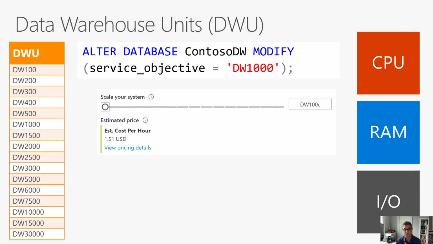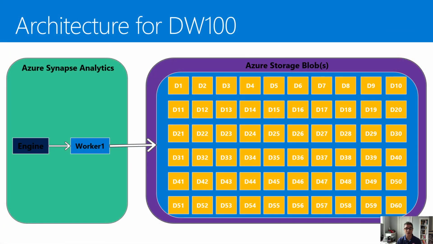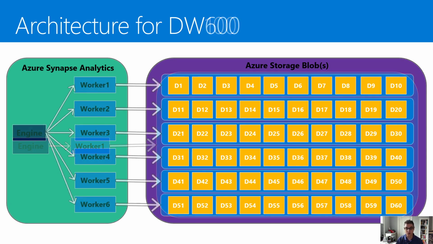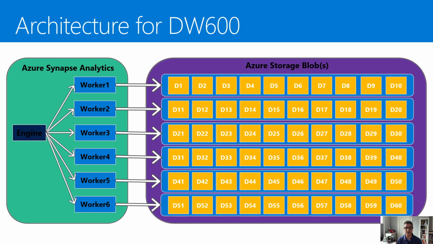And so how this works is, if I start out with the lowest architecture, DW100, you're essentially getting one VM, one compute machine for 60 distributions of storage, with those fixed to 60. As you scale it up, you will get more and more workers. So if I scaled up to, say, 600, you're getting one worker per 10 distributions. And if I go all the way up, you're getting 60 workers for the 60 distributions. So that's how its ability to scale out gets you to the higher performance.